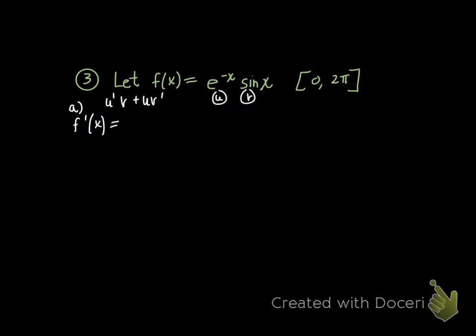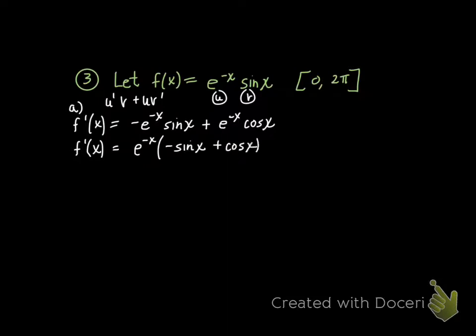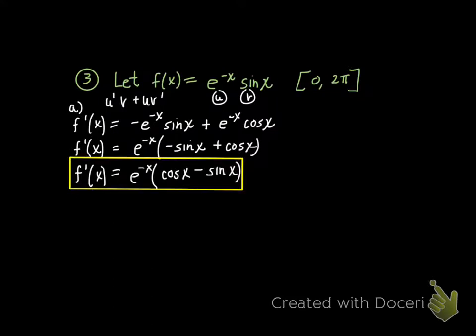So we have f prime of x equals the derivative of u, which is negative 1 times e to the negative x, times leave v alone, sine x, plus leave u alone, e to the negative x, and take the derivative of v, cosine x. Okay, so for my next two steps, I'm just going to rearrange this a little bit. The first thing I'm going to do is factor out e to the negative x. Left over, I know there's that negative sign in front of the first term, so I have negative sine x plus cosine x. And I'm just going to switch the order inside the parentheses and write this as cosine x minus sine x. I got the first derivative.